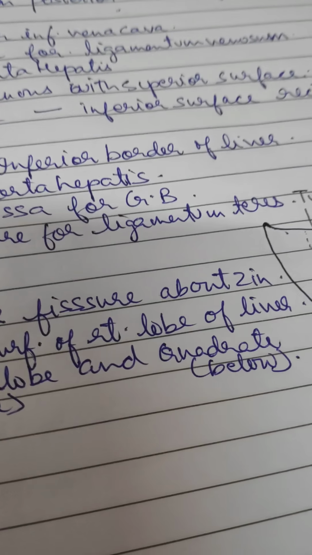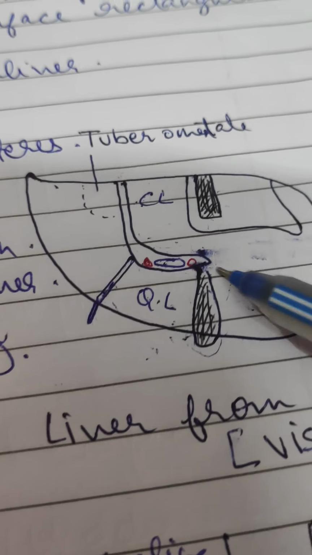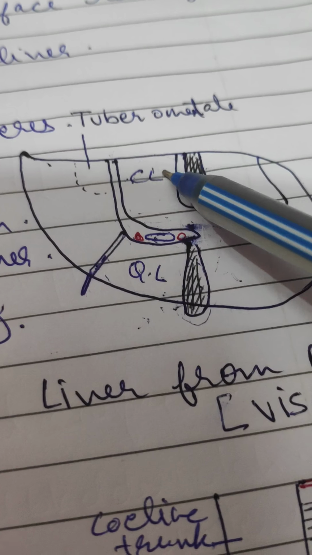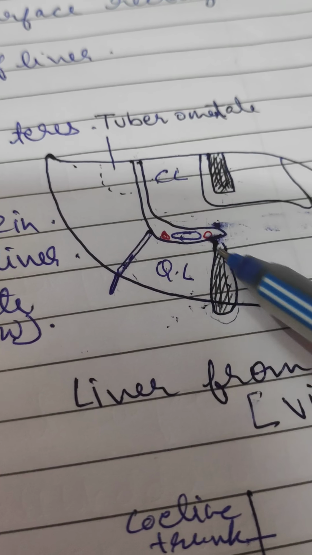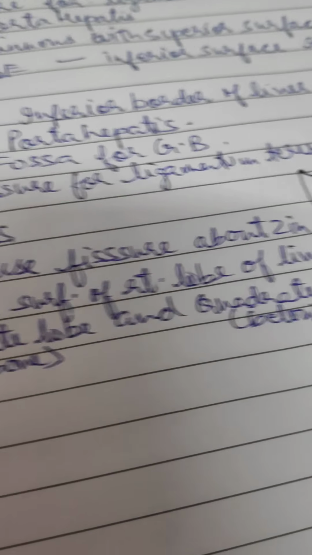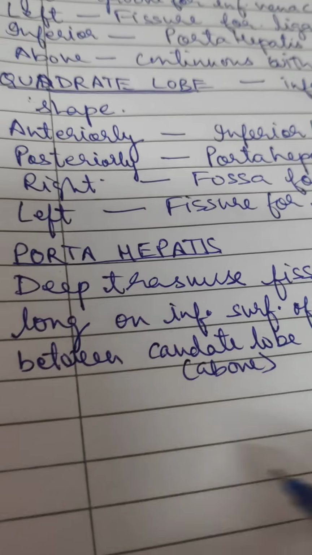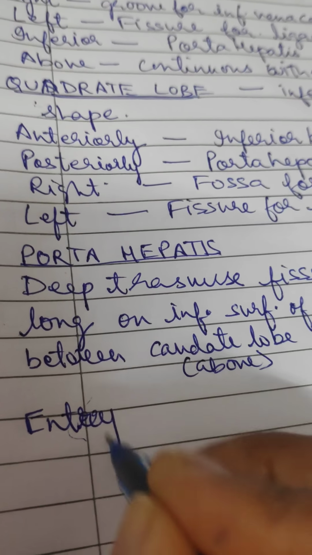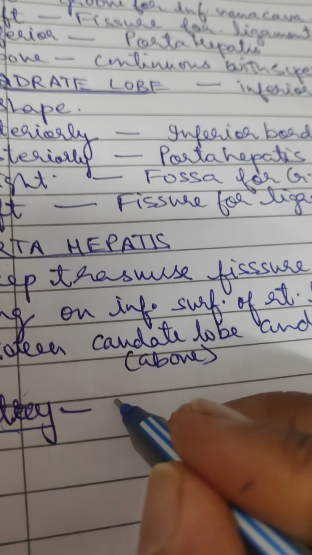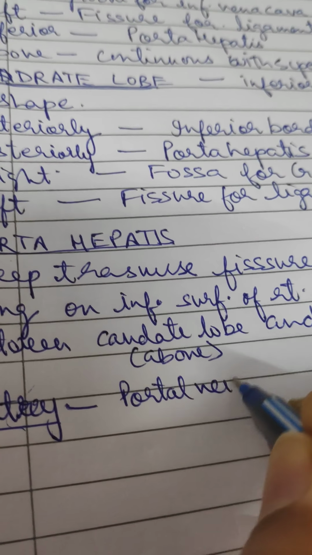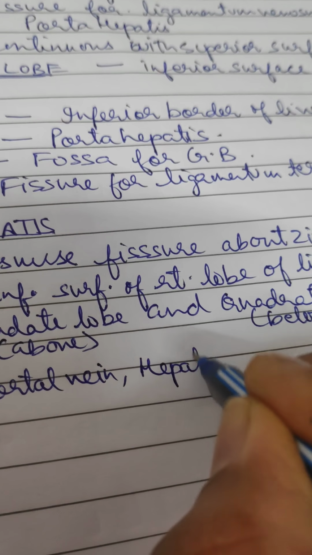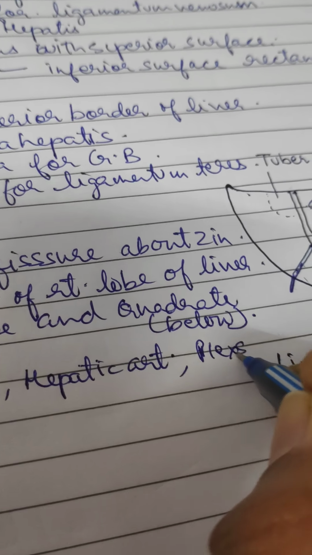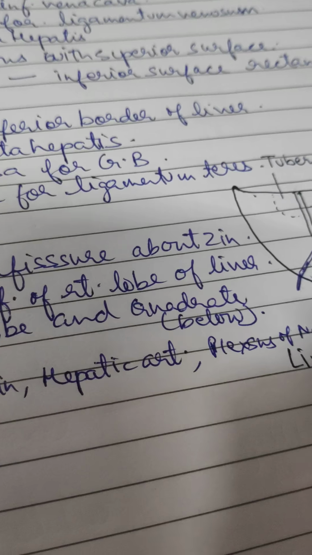Now again let's see the diagram here. See, this is porta hepatis, this is the caudate lobe which is above porta hepatis, and this is the quadrate lobe which is below porta hepatis. Clear? Okay. Now entry, what all enters inside porta hepatis? So entry is of portal vein, hepatic artery and plexus of nerves, right?